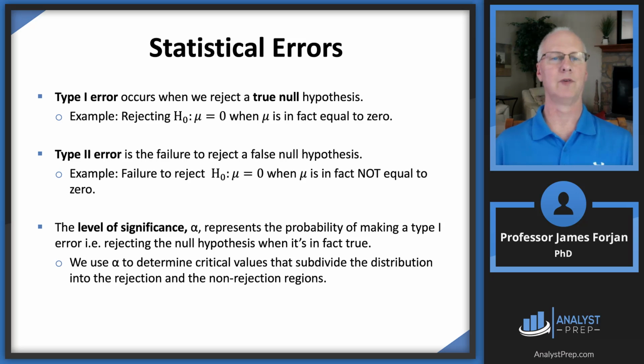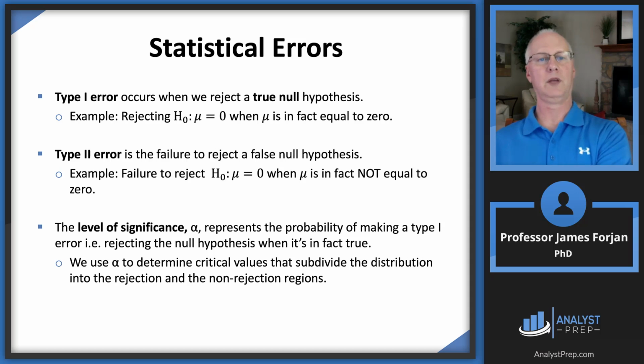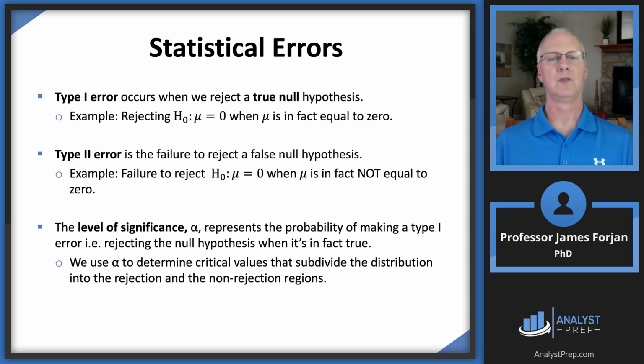How about type 1 and type 2 errors? These are known as statistical errors. A type 1 error occurs when the true null hypothesis is rejected. So let's suppose that we believe that mu is going to be 0 when mu is in fact equal to 0, and we reject that. What we're saying is that the null hypothesis turns out to be true, but we don't believe our eyes. We don't believe the results. That's a type 1 error. Type 2 is failure to reject a false null hypothesis. So type 1 and type 2 are kind of opposites, kind of reciprocals, but not mathematically so. That level of significance, alpha, represents the probability of making a type 1 error.